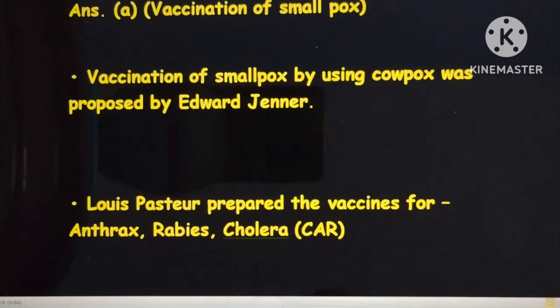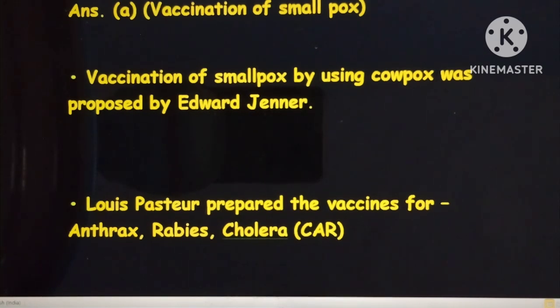Also he contributed the liquid media concept. So these are the points you want to remember for Louis Pasteur: fermentation, sterilization, pasteurization. Next, he disapproved the spontaneous generation theory and approved the germ theory, and he discovered the vaccines for cholera, anthrax and rabies. So here the answer is vaccination of smallpox.